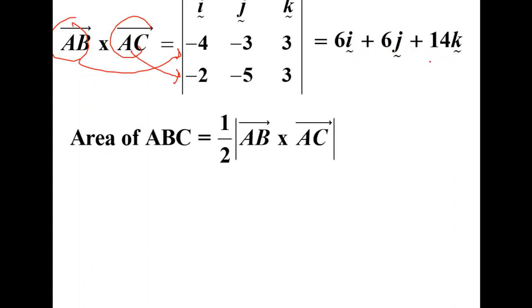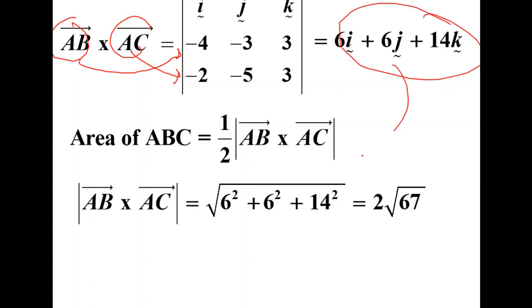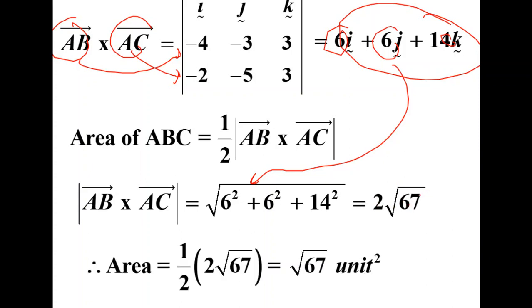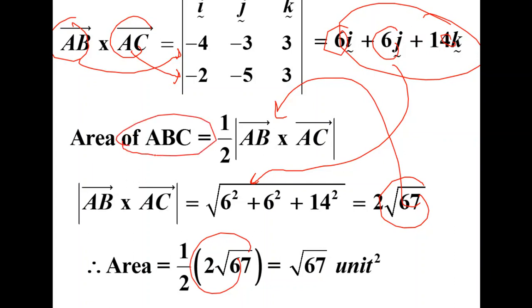Okay, and then find the area of ABC. The formula is half the magnitude of vector A cross vector B. Find the magnitude: 6 squared plus 6 squared plus 14 squared, and get 2 times root 67. Then substitute into the formula and get the answer. The area of triangle ABC is equal to root 67 unit squared. Settled for the first part.